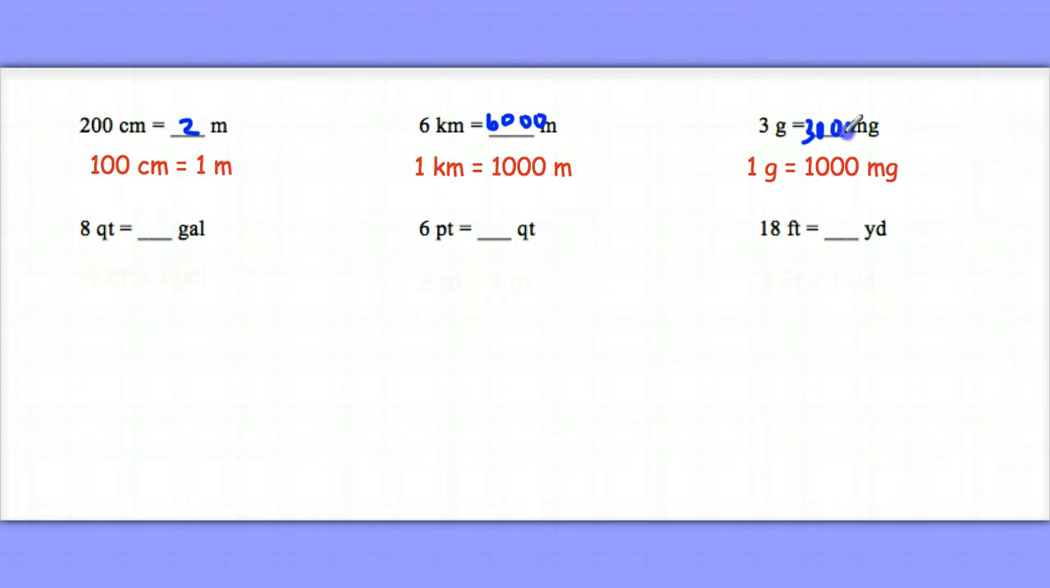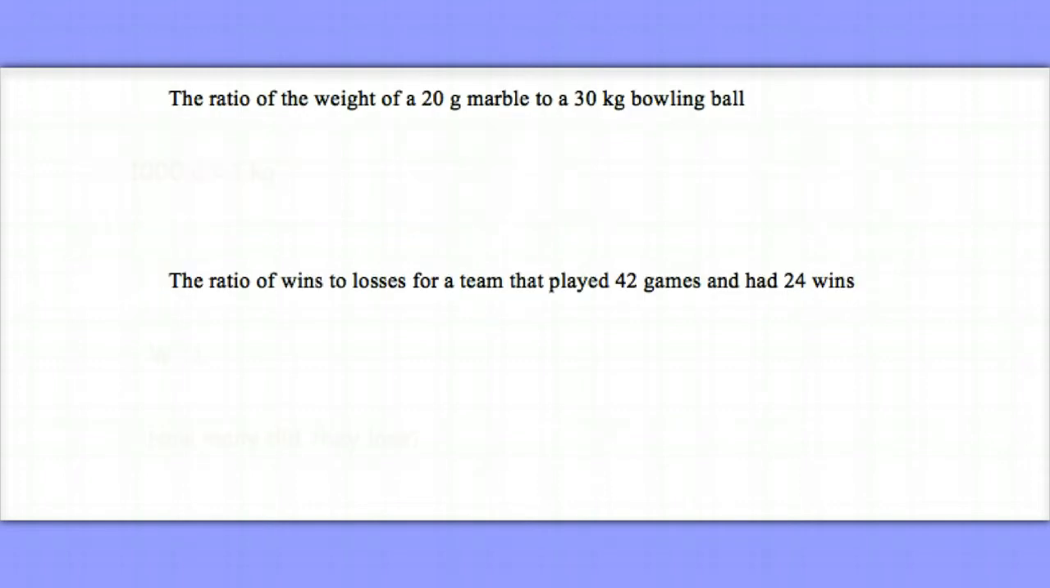So something like this should be very easy for you to convert. Quarts and gallons, you might not be as familiar with that particular conversion. There are 4 quarts in 1 gallon, so 8 quarts would be the equivalent of 2 gallons. Converting pints and quarts, there's 2 pints in 1 quart, so if we have 6 pints, that's the equivalent of 3 quarts. And then last but not least, this is probably an easier one for you to remember. You know there's 3 feet in a yard, so 18 feet would be the equivalent of 6 yards.